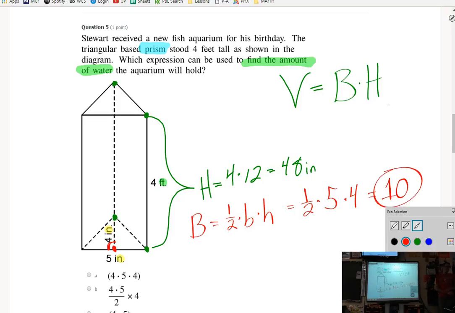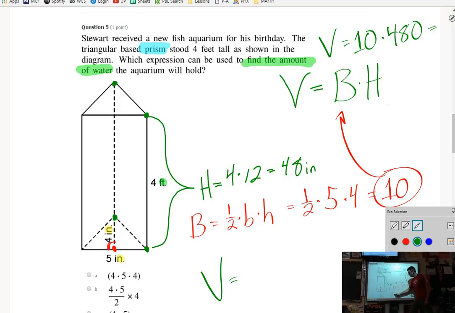It's a working number. I'm not putting a label on it yet because it's a working number. I know that's going to plug in here. Well, I already found the big H, the height, so I can just go ahead and compute this. 10 times what? 48, which will give me a final volume 480. 10 inches times, inches.